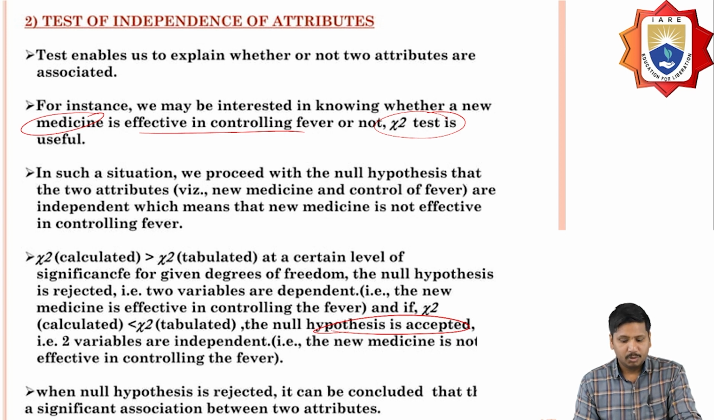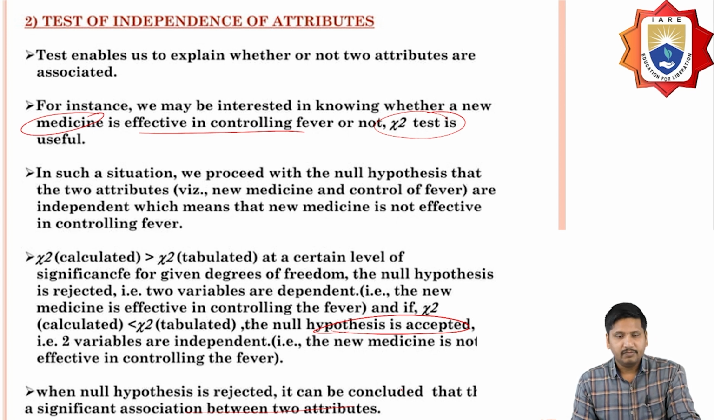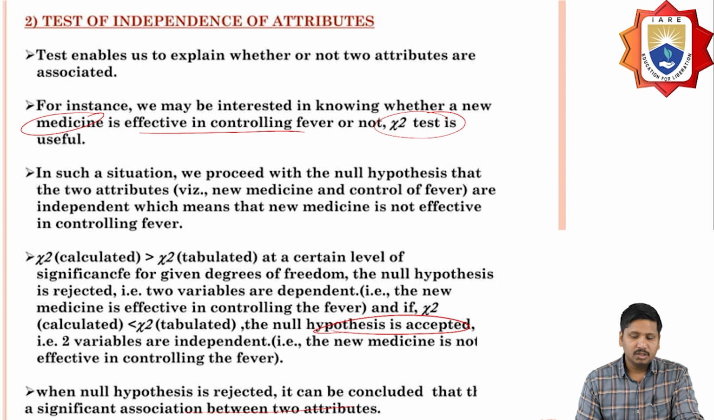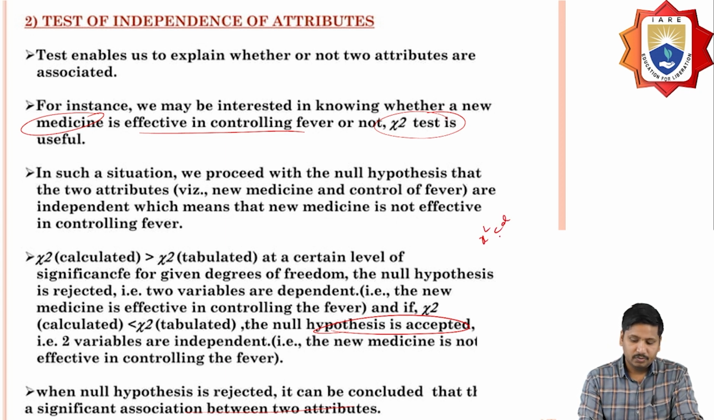Whenever the null hypothesis is rejected, it should be concluded that there is a significant association between the two attributes. So these are some of the instances that may occur in testing the independence of variables for the chi-square test. Normally the chi-square calculated value and the chi-square tabulated value are compared. Whenever the calculated value is greater than the tabulated value, then H naught should be rejected.